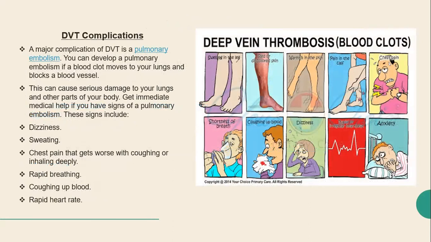DVT complications. A major complication of DVT is a pulmonary embolism. You can develop a pulmonary embolism if a blood clot moves to your lungs and blocks a blood vessel. This can cause serious damage to your lungs and other parts of your body. Get immediate medical help if you have signs of a pulmonary embolism. The signs include dizziness, sweating, chest pain that gets worse with coughing or inhaling deeply, rapid breathing, coughing up blood, and rapid heart rate.